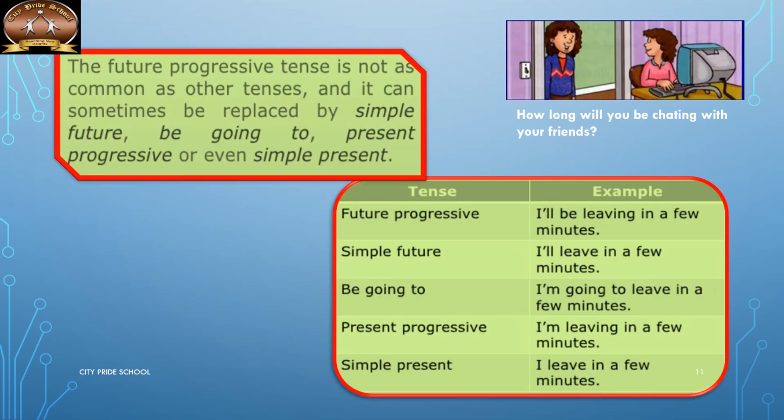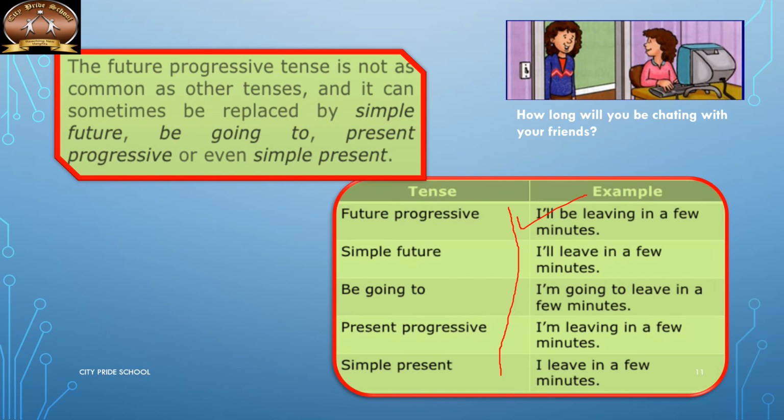Generally, children, future continuous tense is often not used because it can be replaced by simple future tense, be going to, present progressive, or simple present also at times. Like here, see the examples in this table. There's a sentence of future continuous tense: I'll be leaving in a few minutes.